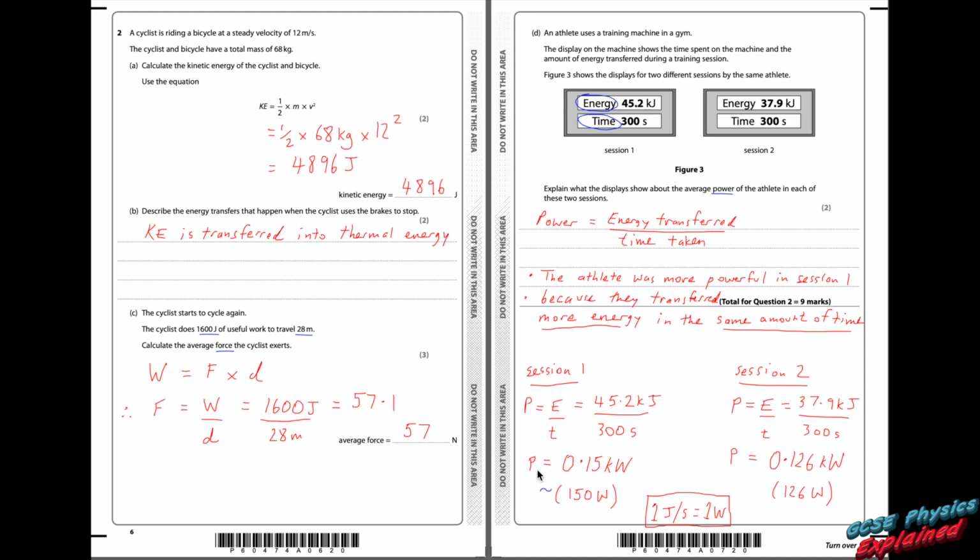Session 1 comes out as 0.15 kilowatts, which is 150 watts, and session 2 comes out as 126 watts. And remember, 1 joule per second is 1 watt. So power is always measured in watts.